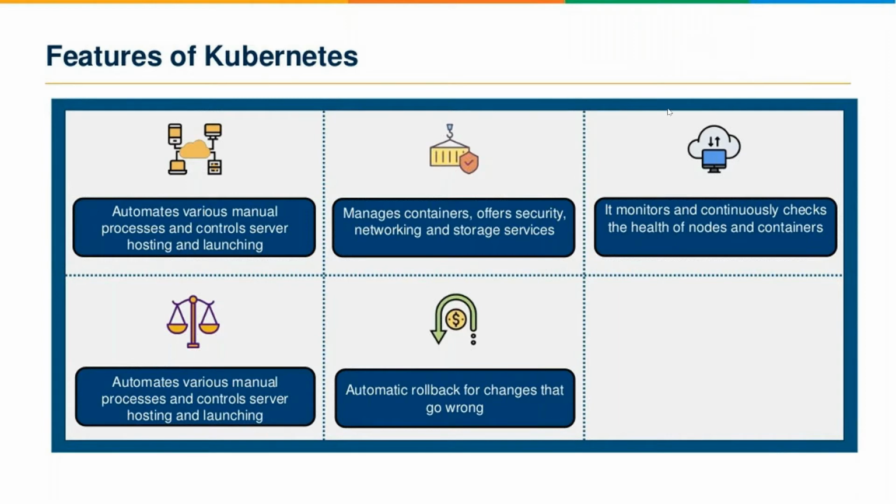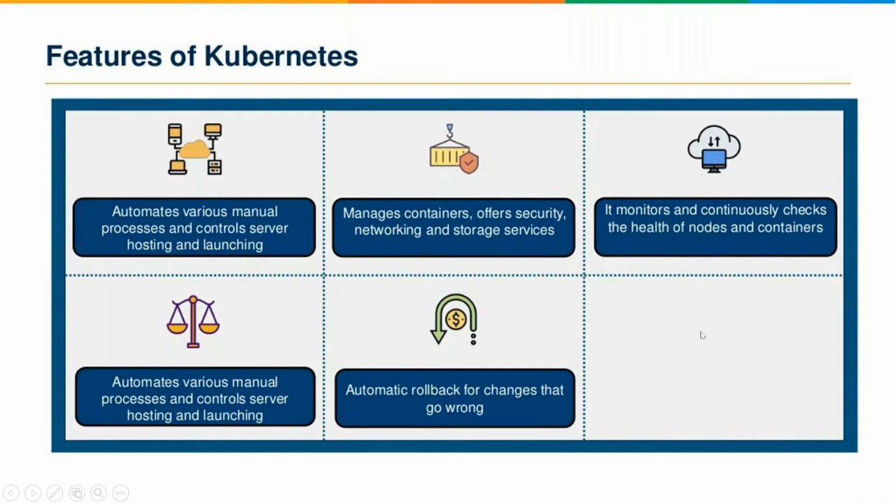So automatic rollbacks means, in Kubernetes, when we deploy any application or perform any activity, if anything goes wrong, automatic rollbacks can help you roll back the activity. We can check one checkbox, so that automatically, if anything goes wrong, by a single click it will be rolled back.